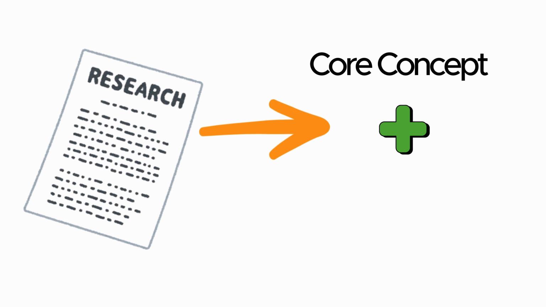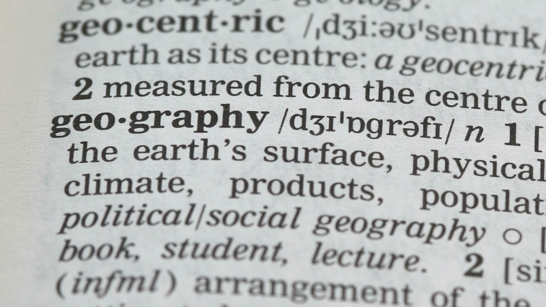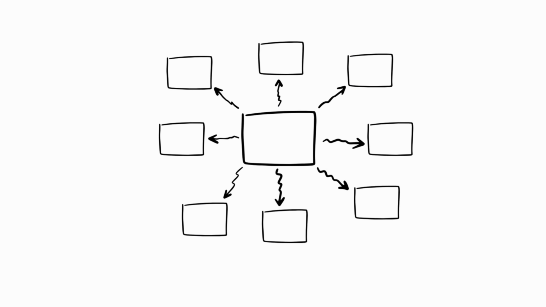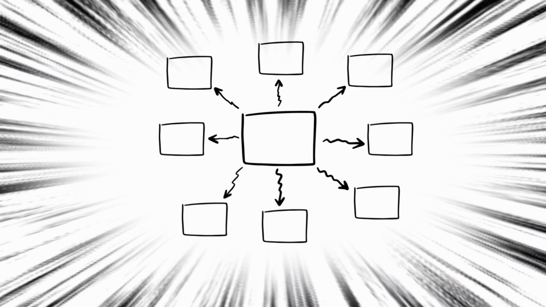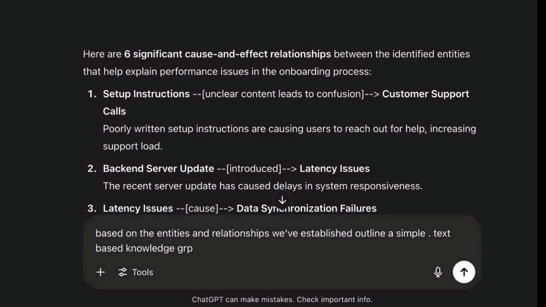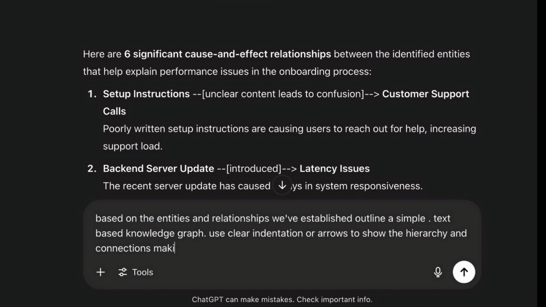Visualize the knowledge graph. Now that I've got the core concepts and their relationships, it's time to bring it all together visually. Because truly, mastering a subject means seeing how everything fits. That's where the knowledge graph truly shines. I give ChatGPT this prompt based on the concepts and relationships. Outline a simple text-based knowledge graph using clear indentation and arrows to show connections. ChatGPT responds with this clear, organized textual outline of the knowledge graph.